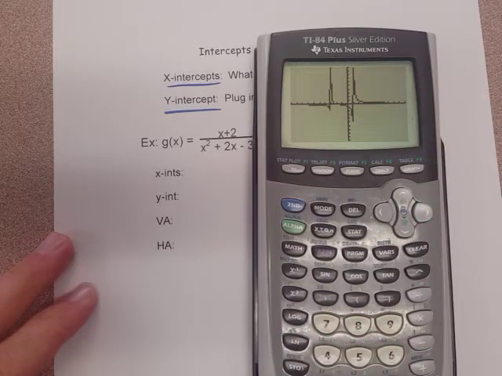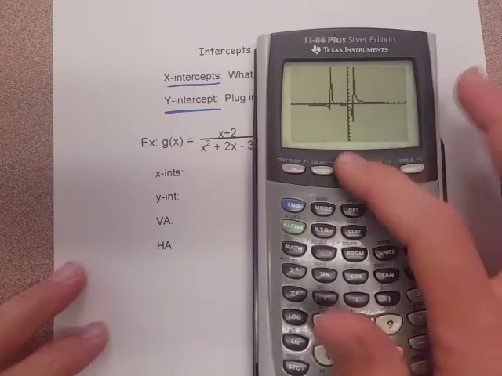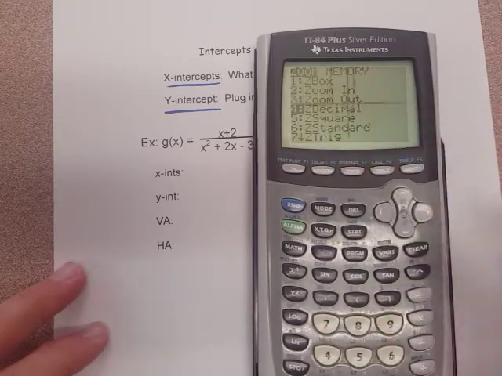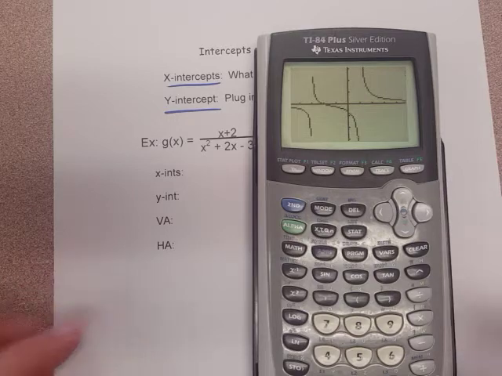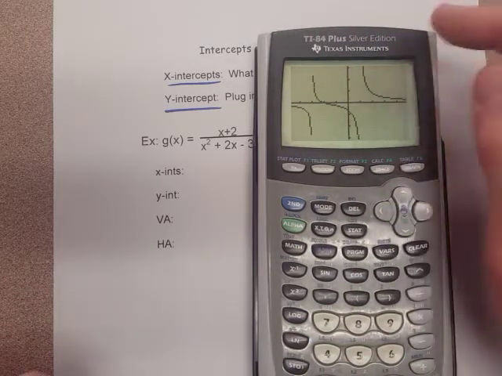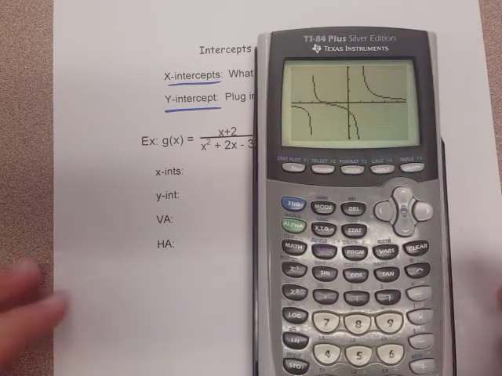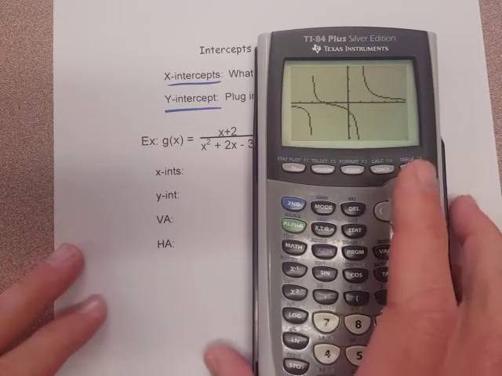This is my standard window. It's kind of weird there. It's got some lines connecting it. It's just a calculator error on my calculator here. But I'm going to change it to zoom decimal in this case because it looks a little bit better. Even though the lines don't continue upward or downward, they're supposed to, but this is just a little bit better representation of what we have. And so this should help as far as getting some of my characteristics.